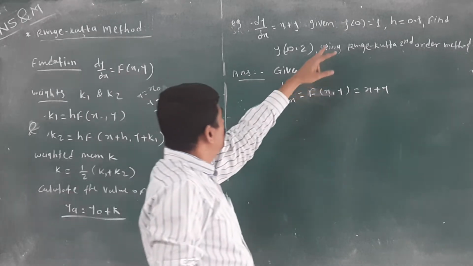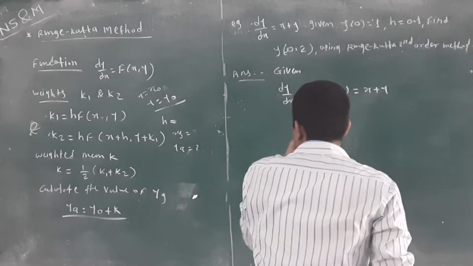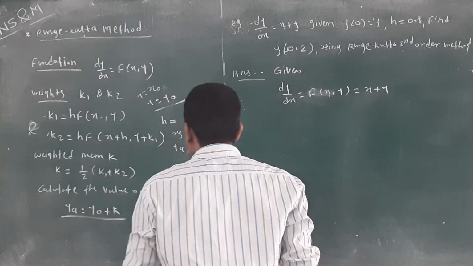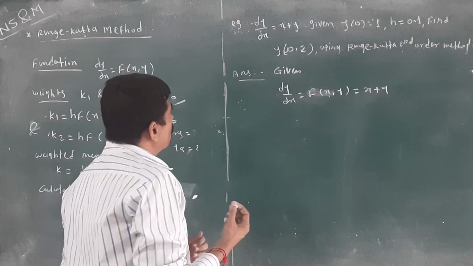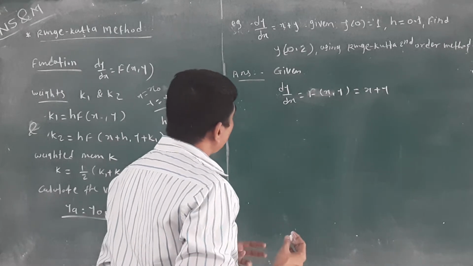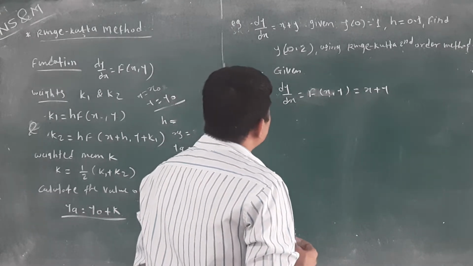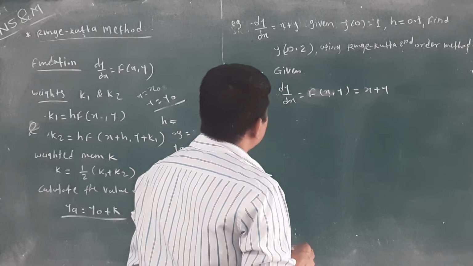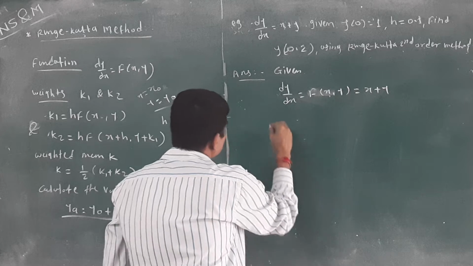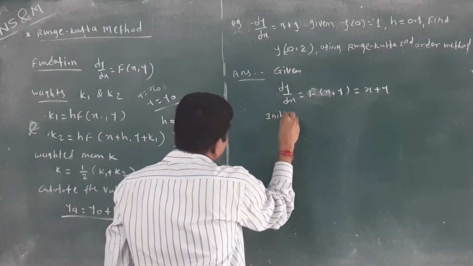Then y0 is equal to 1 is given. Which value is given? y0 is equal to 1, and x0 is equal to 0. I will write the initial values here.